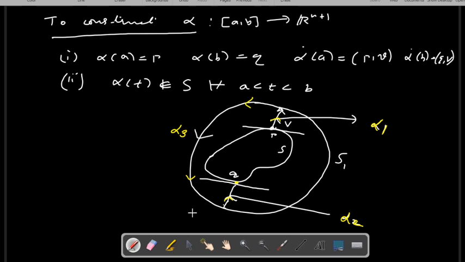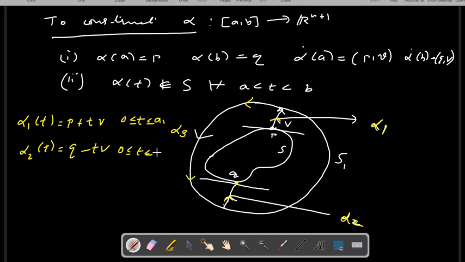So this is a path I am going to define. How to define this alpha, that you have to see. I am going to set alpha 1 of t as a point p plus t times v. And alpha 2 I will set in such a way that q minus t times v. This is in the opposite direction of v. If this is v, this is the opposite direction, so minus tv. For alpha 1 it is 0 less than or equal to t less than or equal to a1, and for alpha 2 I'll write 0 less than or equal to t less than or equal to a2.